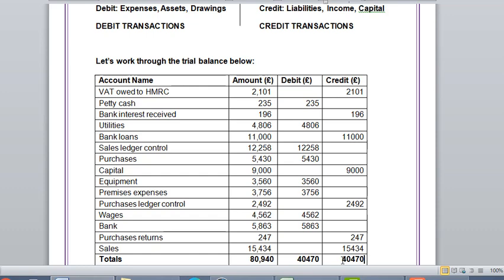Because if you know that it's an asset, automatically you should know that you're going to debit that account and amount. If you know it's a liability, automatically you will know. You will credit that amount and that account. I hope this has been useful.